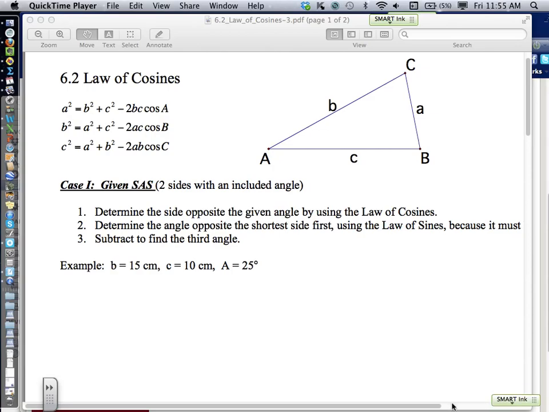Huh. Well, I am plugged in. That's weird. It might be 5%.